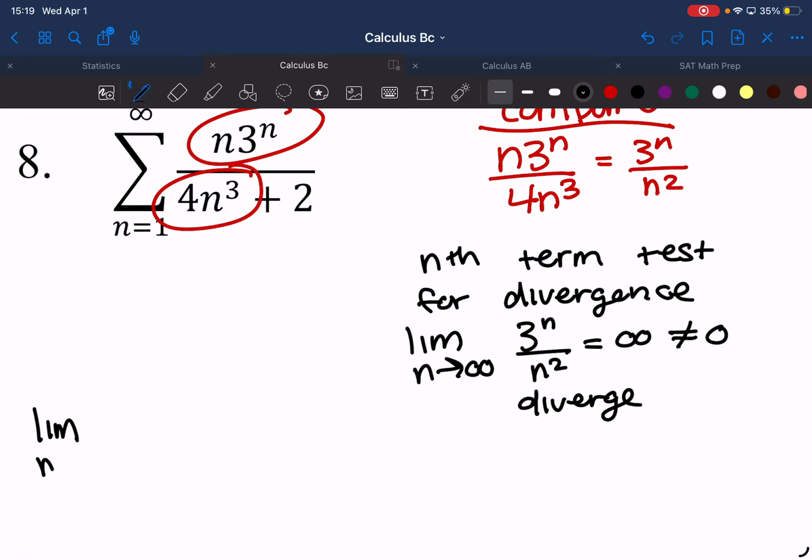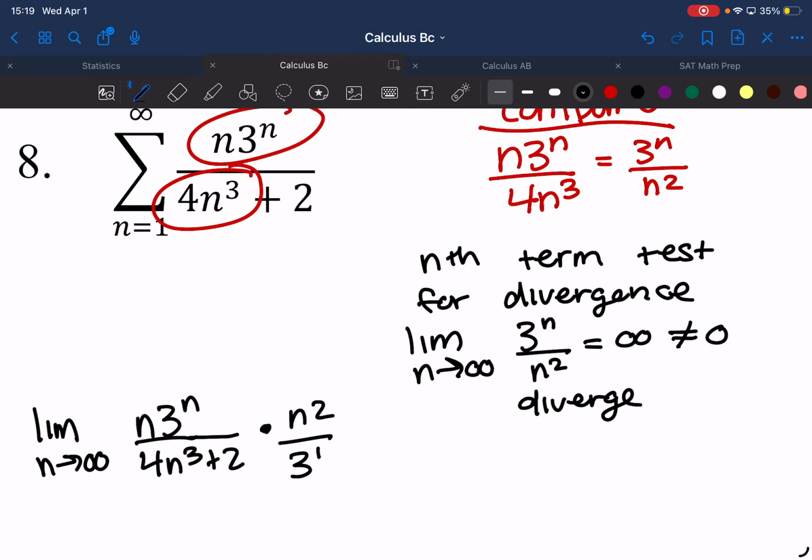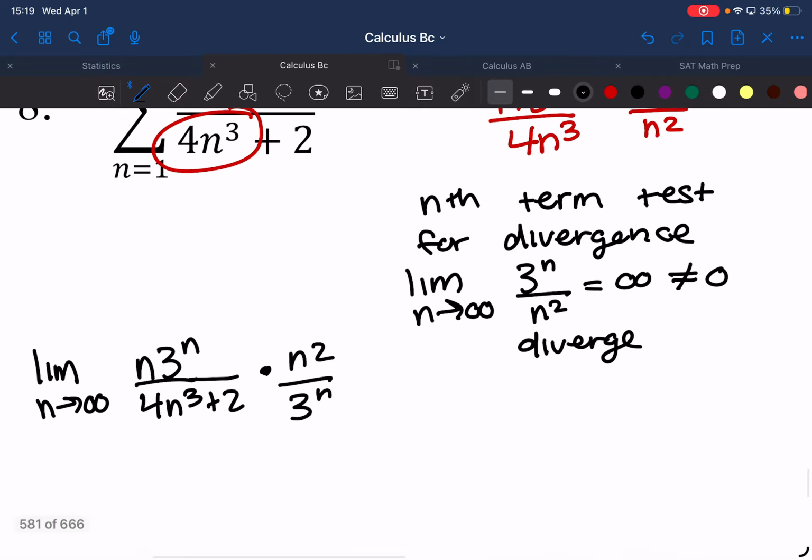So we do the limit as n approaches infinity of a sub n, that is n times 3 to the power of n over 4n cubed plus 2, times the reciprocal. So that's n squared over 3 to the n. Notice when we do that, what cancels? The 3 to the n's. And so I am left with n cubed over 4n cubed plus 2. I don't care about this plus 2. It's not going to do anything as n approaches infinity, which means I have n cubed over 4n cubed.